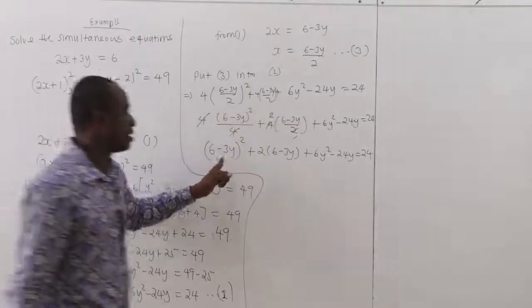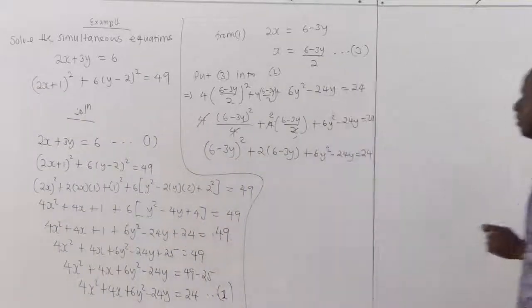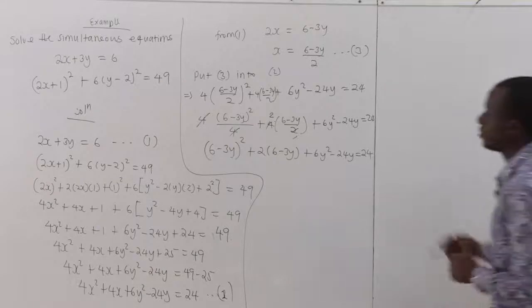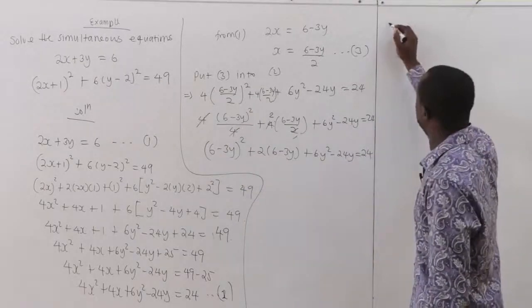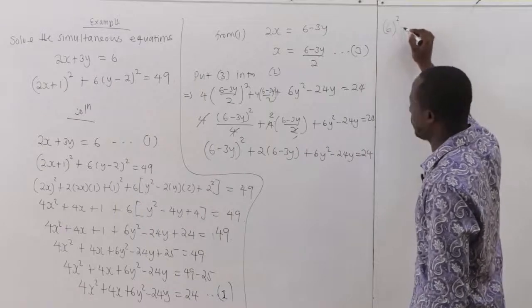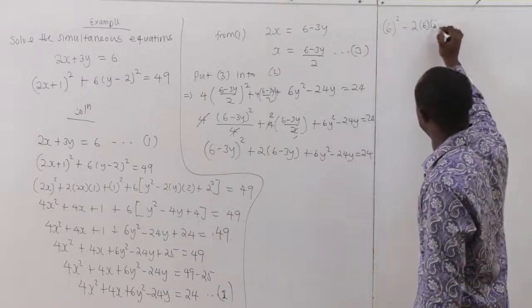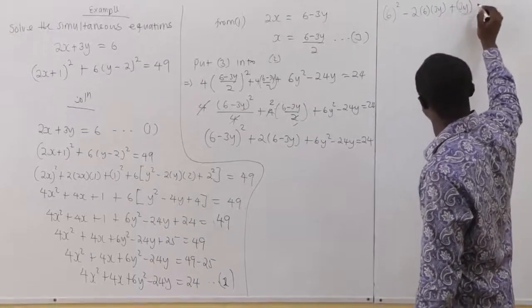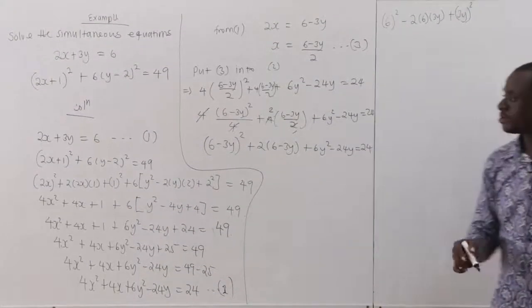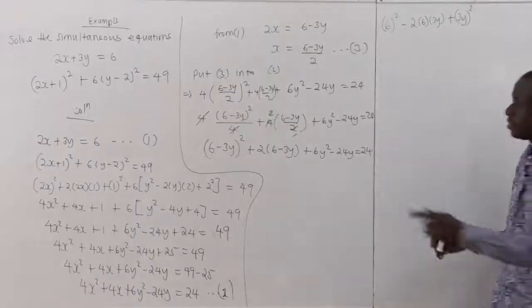Now let's expand this. (A minus b) all squared. So clearly this becomes a squared minus 2ab plus b squared. So we have 6 squared minus 2ab plus b squared.